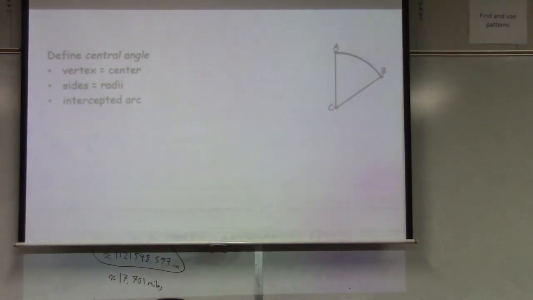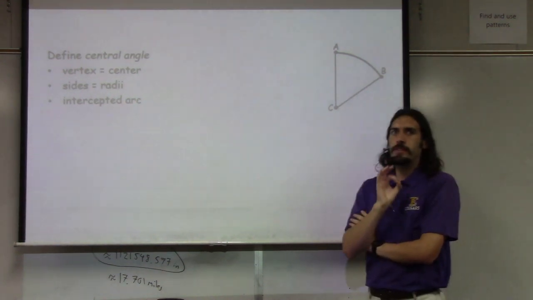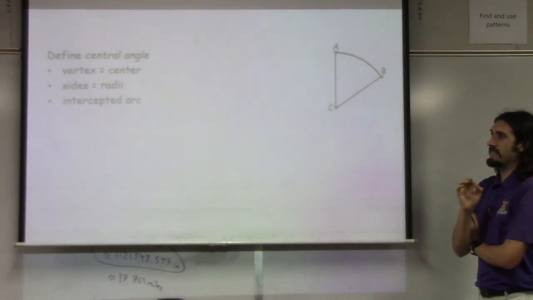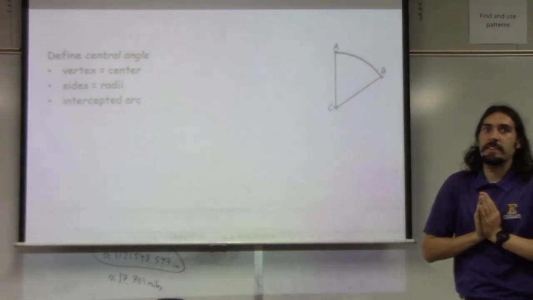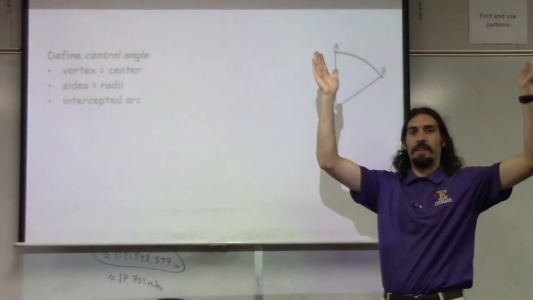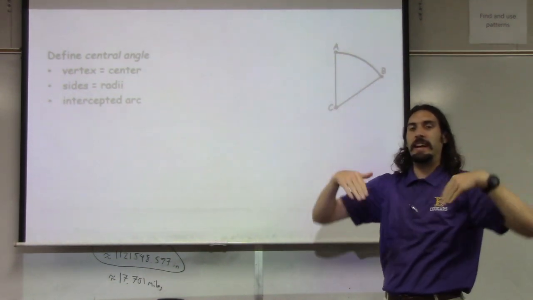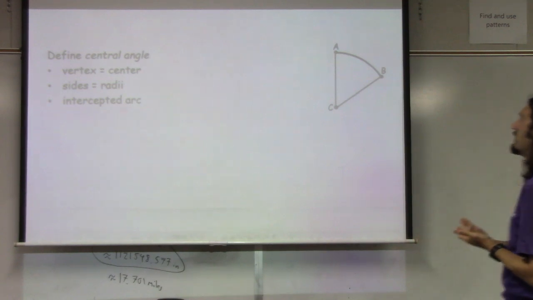Okay? Now that chunk from A to B, that is called the intercepted arc. And I'm hoping that makes sense. If you've got a central angle and you shoot two radii off and it hits your circle, well, the part of the circle that's inside the radii is your intercepted arc.